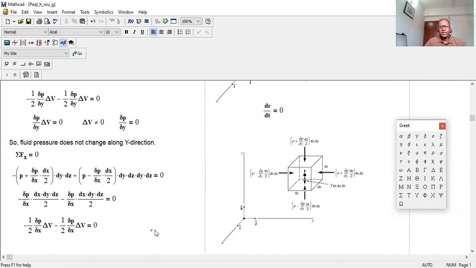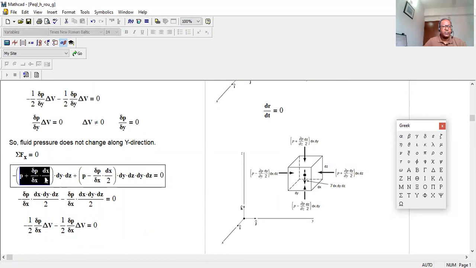So along the x direction, the pressure on this side is working in the negative x direction, right? So the pressure is P plus delta P by delta x times dx by 2. Similarly, we use the Taylor series.